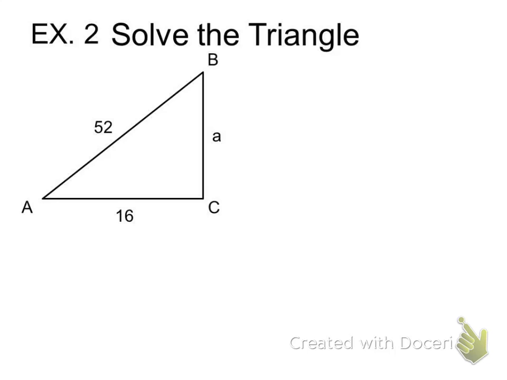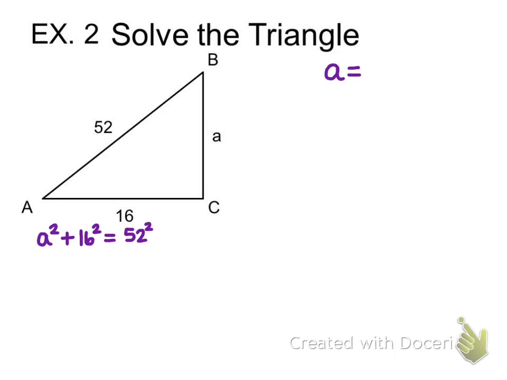Okay, so number 2 is the same thing. We're going to solve the triangle. This time they give us 2 sides only in this triangle. So I want to solve for side A first. If I have 2 sides and I'm solving for the third, then I'm going to use Pythagorean theorem.